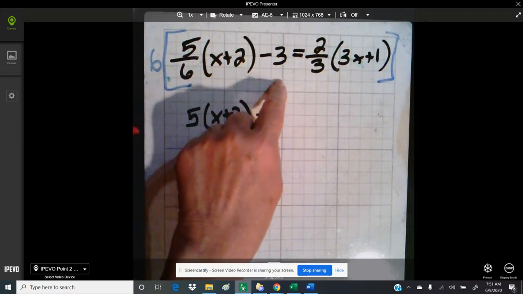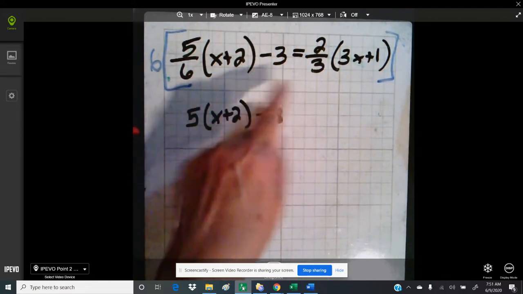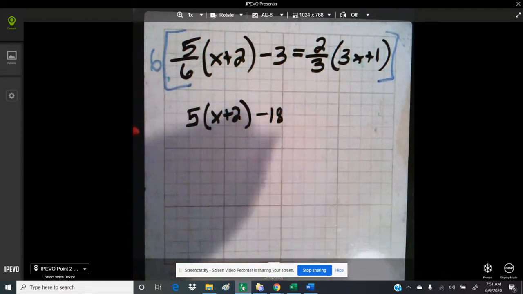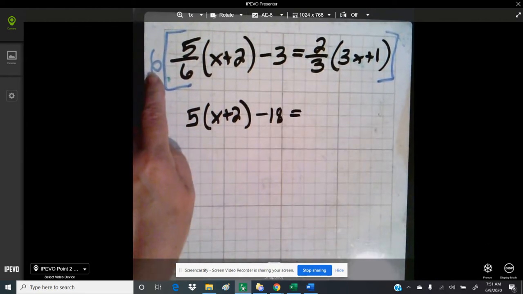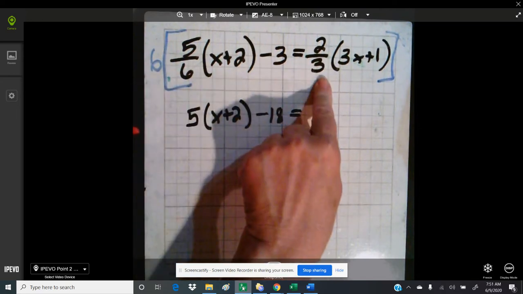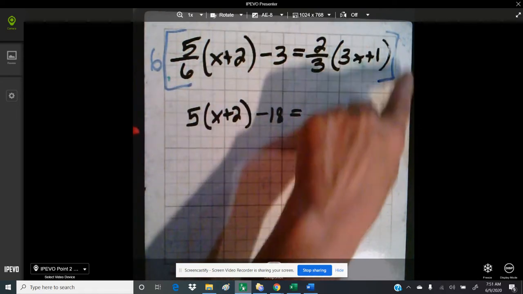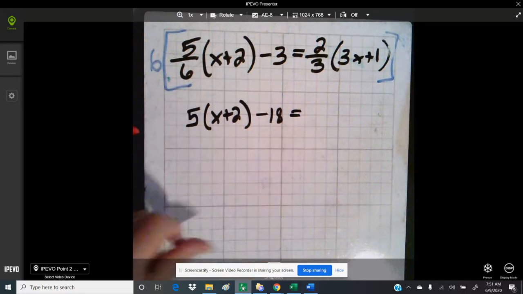Don't forget that. Sometimes students will forget that because this isn't a fraction, but it has to be multiplied through too because it is a term. When I multiply 6 by 2/3, again, I only have to multiply by the 2/3 because this whole thing is a term. I'm going to get a 4.